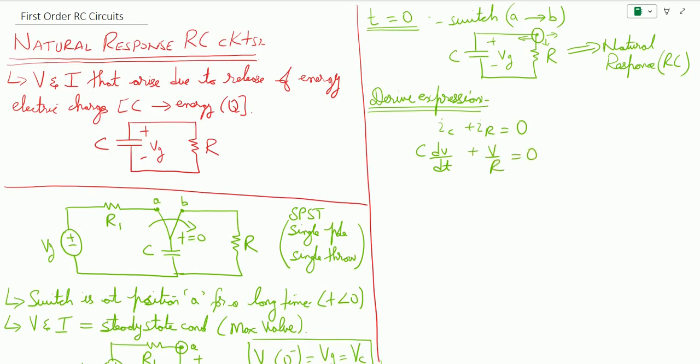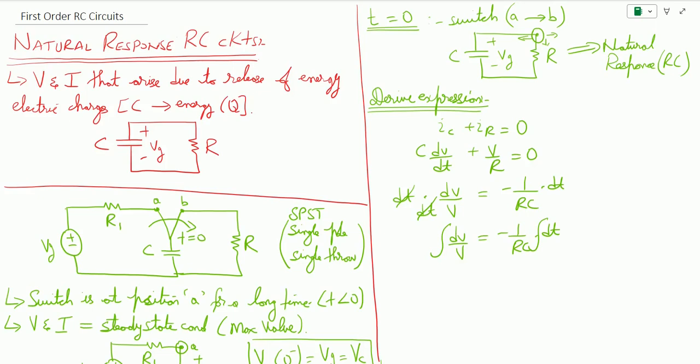Let us do some algebraic manipulation. I will have dV by V equals minus 1 by RC, and I can get rid of this t by multiplying with dt on both sides. So this and this cancel out. Now my equation becomes dV by V is equal to minus 1 by RC multiplied by dt. In order to find the voltage, we need to integrate this whole term on both sides.